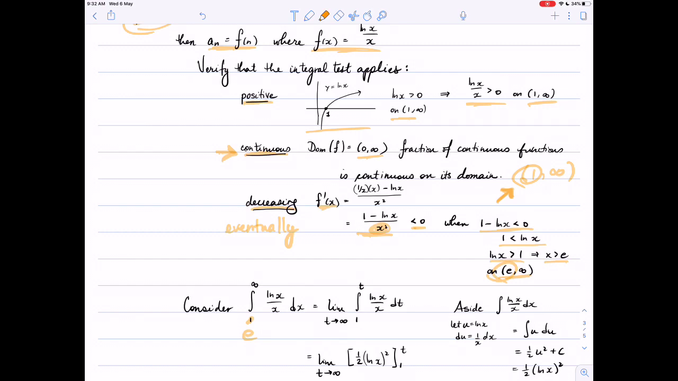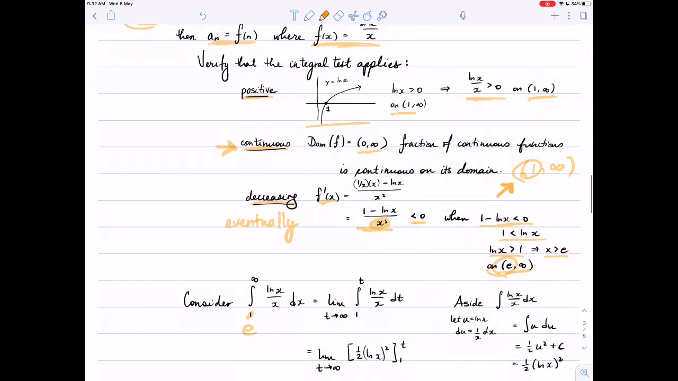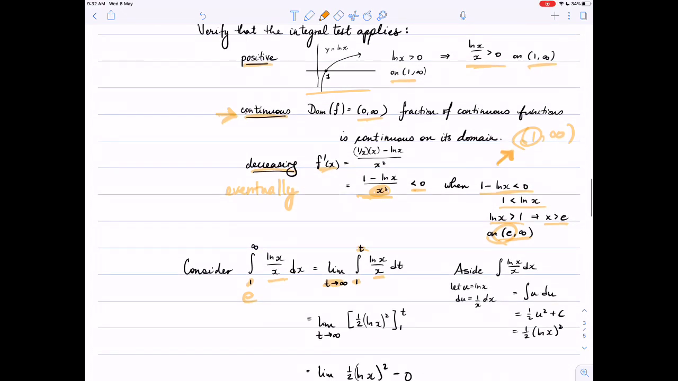Obviously, the value of the integral might change, but the behavior, convergence or divergence, would not. So let's do this integral, the integral from 1 to infinity of ln x over x dx, which is a limit. Limit as t goes to infinity of the integral from 1 to t of ln x over x. Using a little substitution on the side, the antiderivative that we're looking for is 1/2 (ln x) squared from 1 to t.